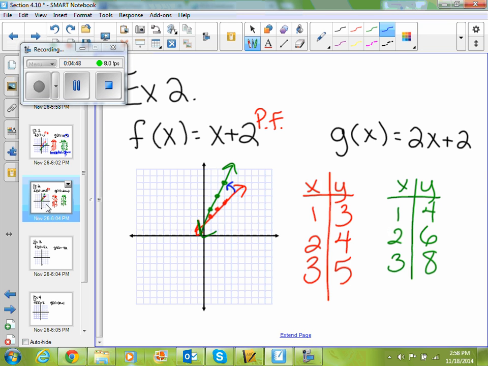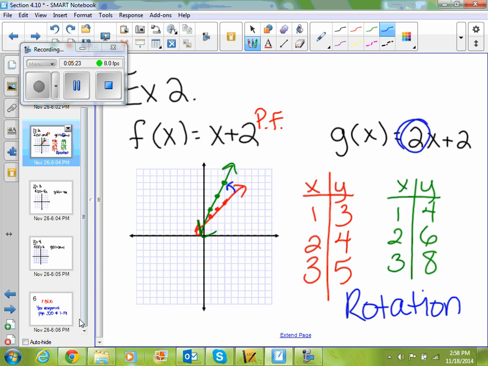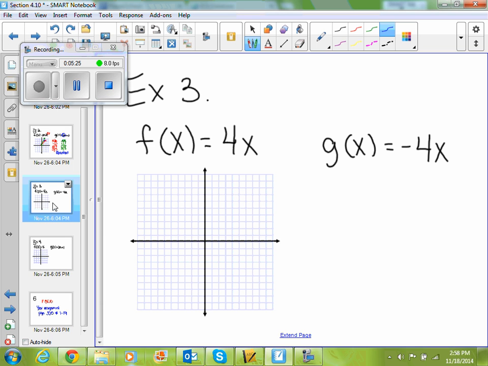I need to figure out what I need to do to get from my red graph to my green graph. So what did I do? I added 1 here and 2 there and 3 there, so it is a rotation. Very good. For that one, it's a rotation because we took our original function and multiplied it by 2. That's the only difference between x plus 2 and 2x plus 2, that 2 up front. And when you're multiplying by a number, then it's a rotation. So these are all going to be graphs. All right, we'll do 2 more.